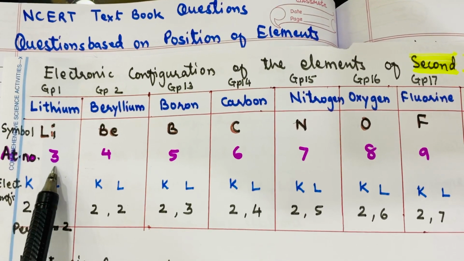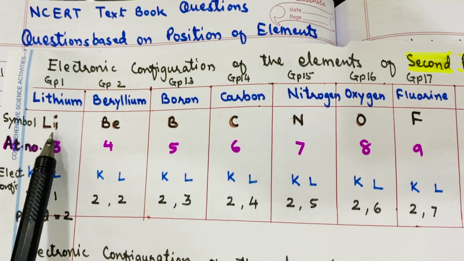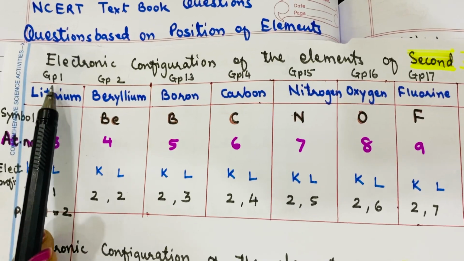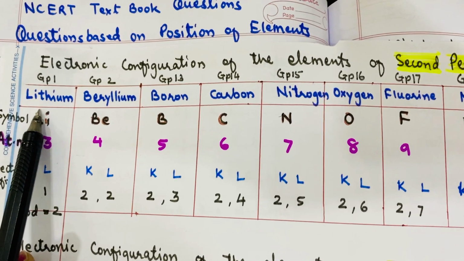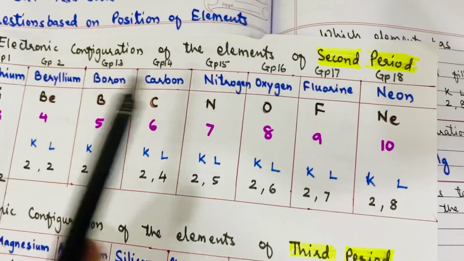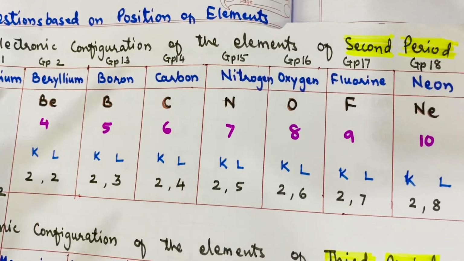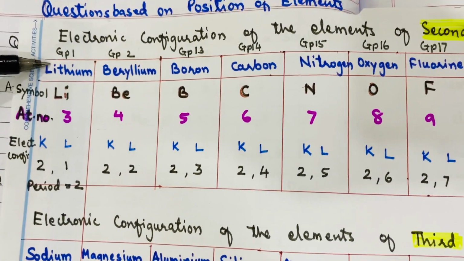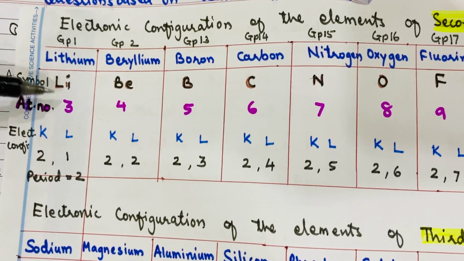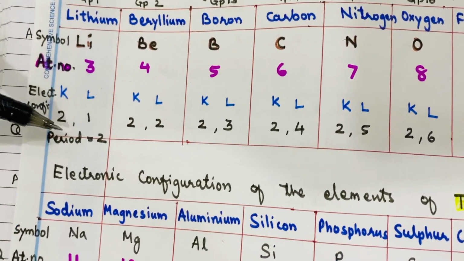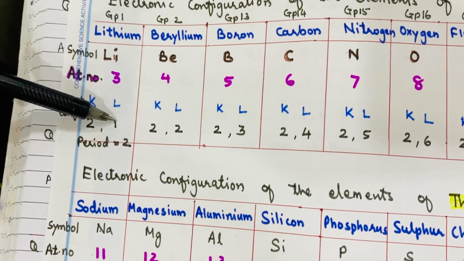In this paper, I have not shown you the position of hydrogen and helium. But we all know that the position of hydrogen is group 1, period 1, atomic number 1. Similarly, the position of helium is group 18, period 1, atomic number 2. Now onwards we are learning about the elements having atomic number 3. Lithium has atomic number 3, so its electronic configuration is 2, 1.